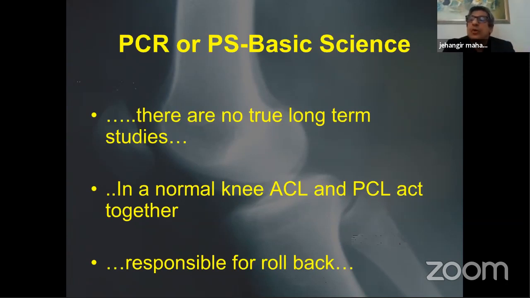If we had true long-term survival studies, I would have to change, or one of them would have to change. All right. So the answer that I'm allowed to give a platform to speak on PS knees means let's accept there's no true long-term evidence for that.